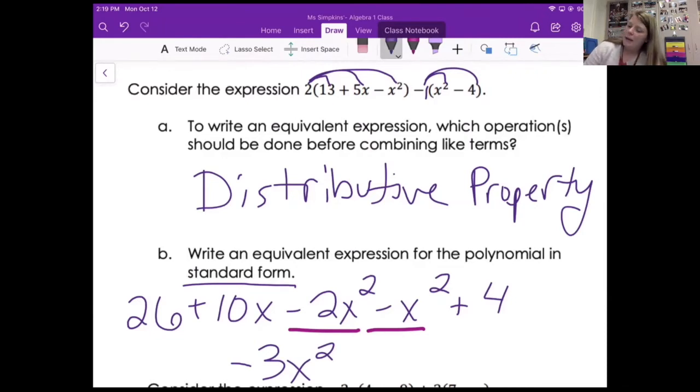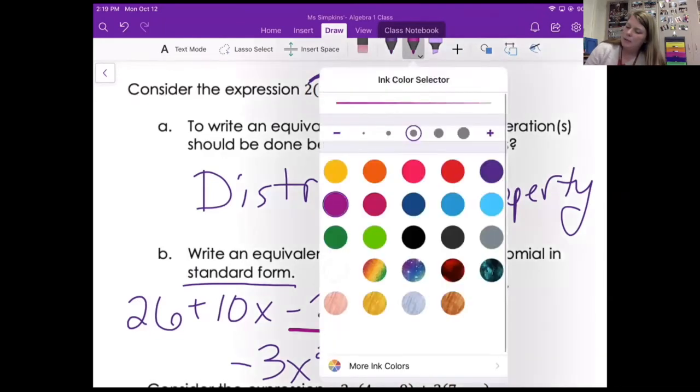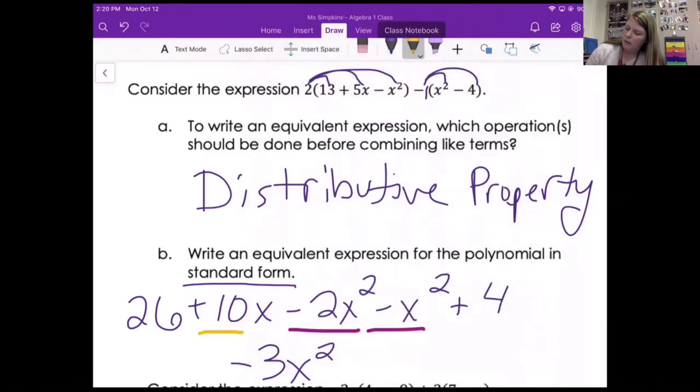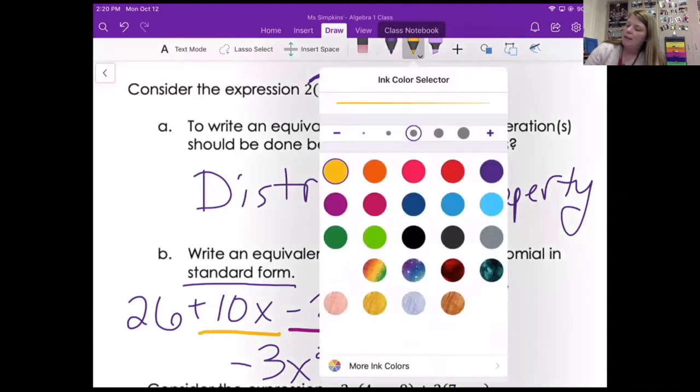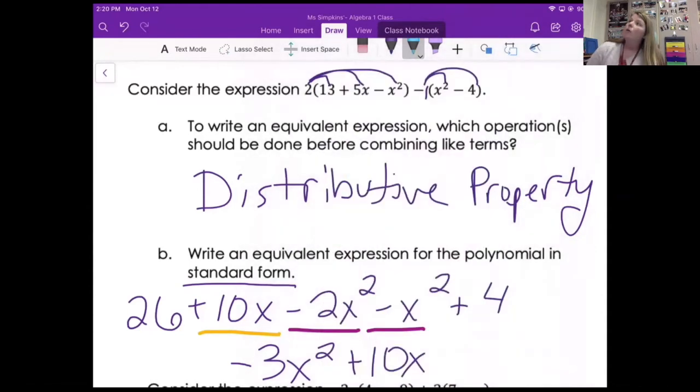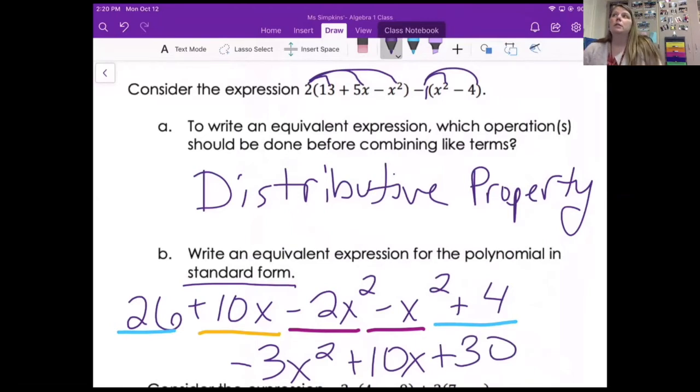Our next highest exponent is a 1, which the only x to the first power we have is that 10x, so plus 10x. And then our last exponent is 0 because our constants have a degree of 0. So 26 and 4 would give us 30. So the answer, we can't do anything else, would be -3x squared plus 10x plus 30.